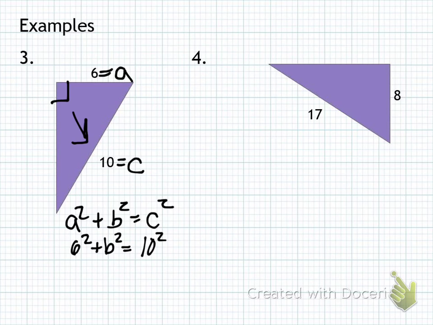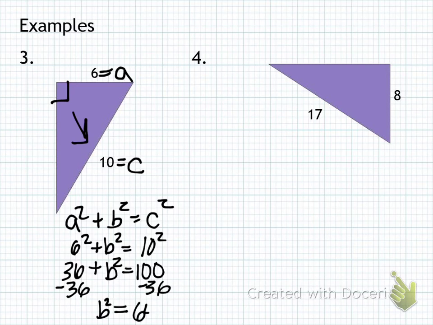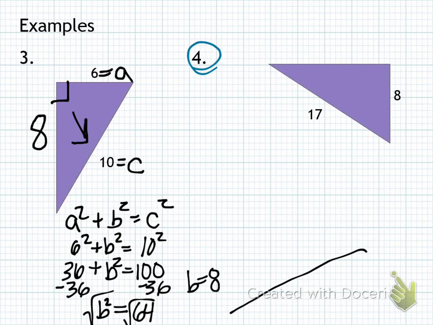That gives me 6 squared plus b squared equals 10 squared. 6 squared is 36, 10 squared is 100, and obviously b squared I can't really simplify. So now I want to solve for b. I do that by isolating it. So first thing I need to do is subtract 36 from both sides. When I do that, I get b squared equals 64. Taking the square root of both sides, I get b equals 8 as my final answer.